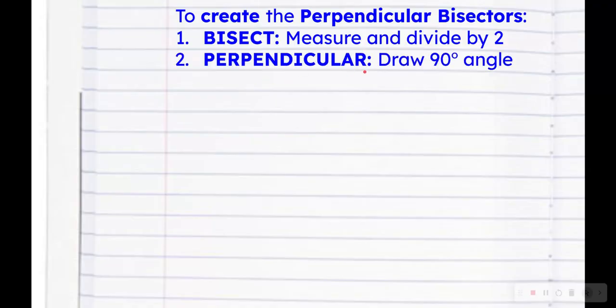Then you're going to draw a perpendicular line. That means a 90-degree angle. You can use a protractor, but the way I do that is I get a piece of paper and I hold up the corner of the piece of paper to my midpoint, to my bisected point, and I can draw a straight line that way. I'll demonstrate that in class. So here I have a triangle. I have an acute triangle, a right triangle, and an obtuse triangle.